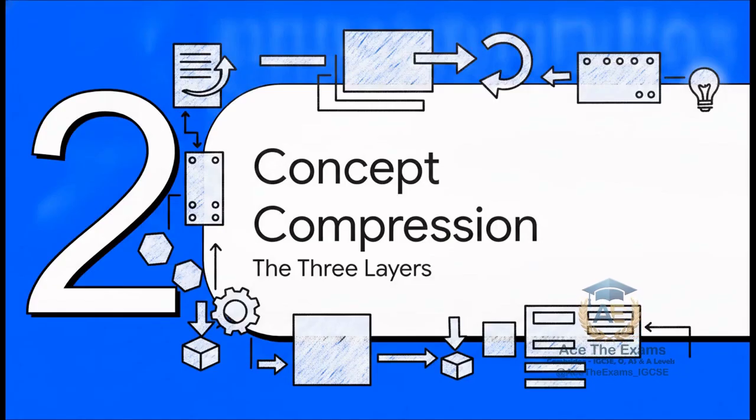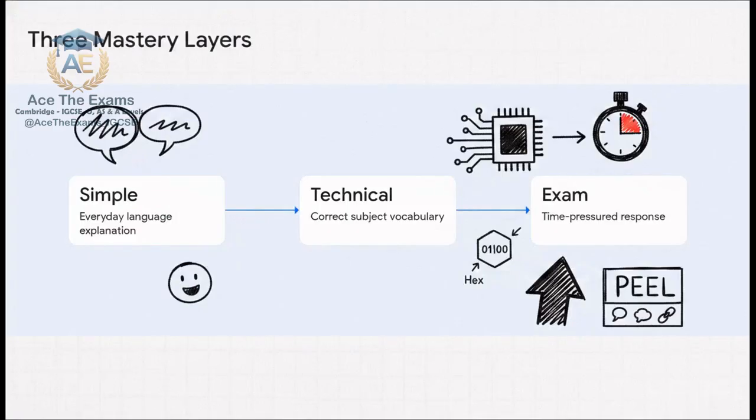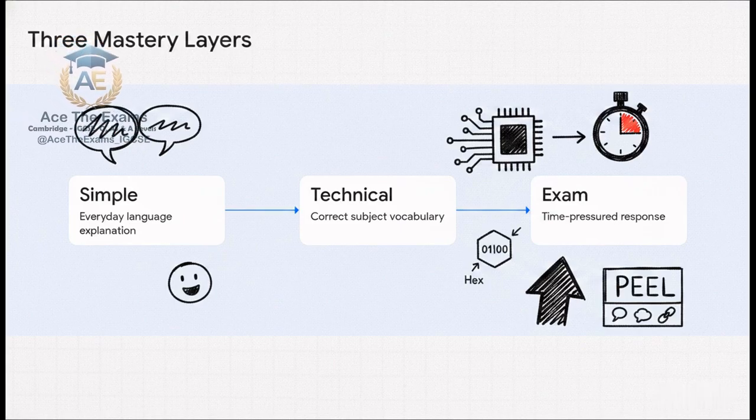Section 2, Concept Compression. This brings us to a genuinely brilliant framework from our source material called the 3 layers of concept compression. Let me tell you, this is exactly how top-tier students structure their computer science answers, and it is going to completely revolutionize how you approach your revision from this day forward. Concept compression requires you to consciously walk your brain through a layered journey of understanding. Let's break it down. Layer 1 is the simple explanation.